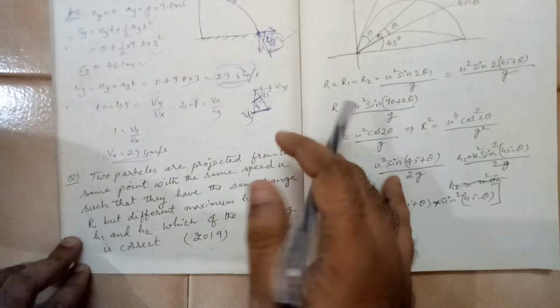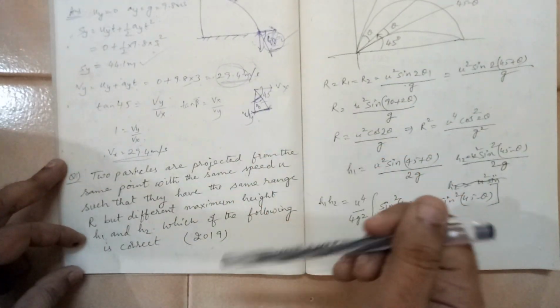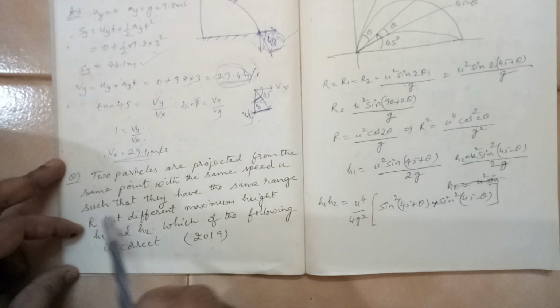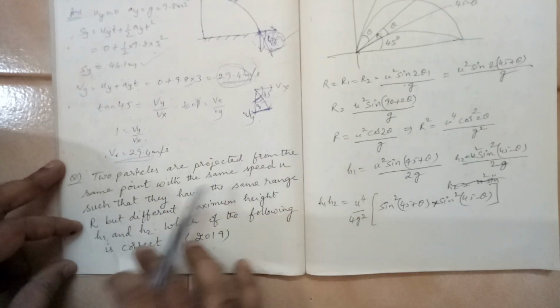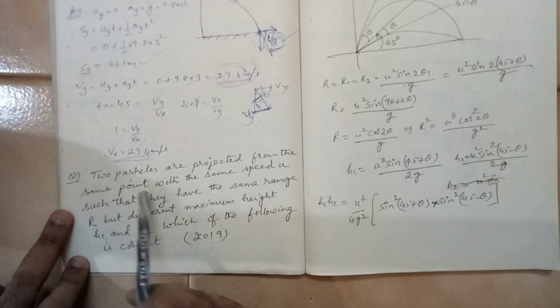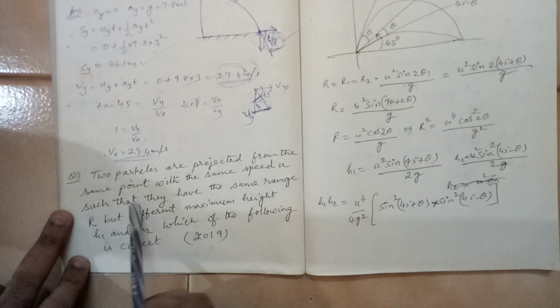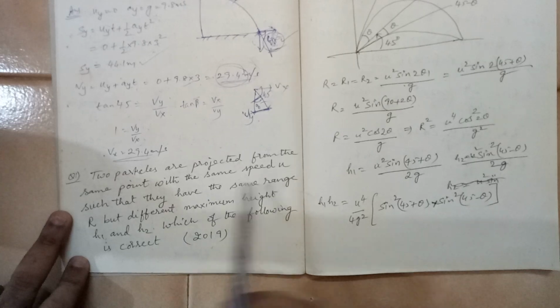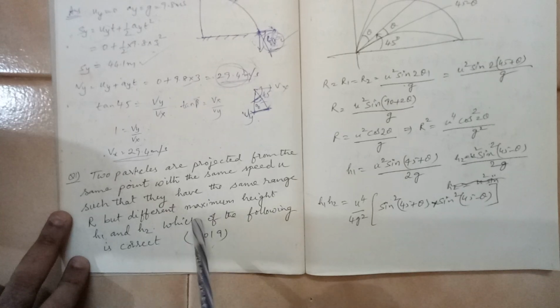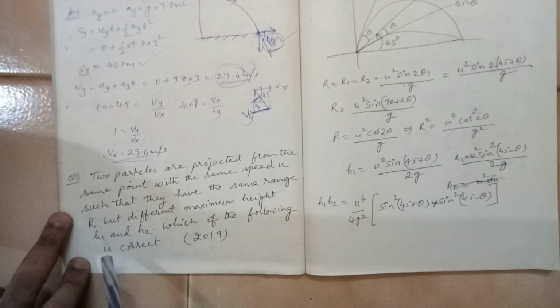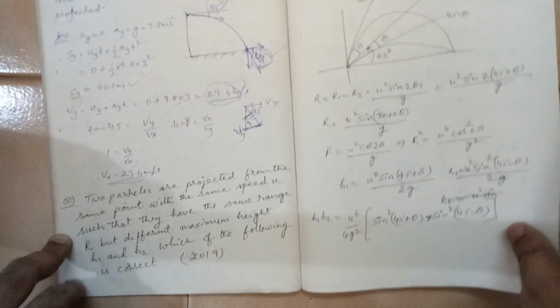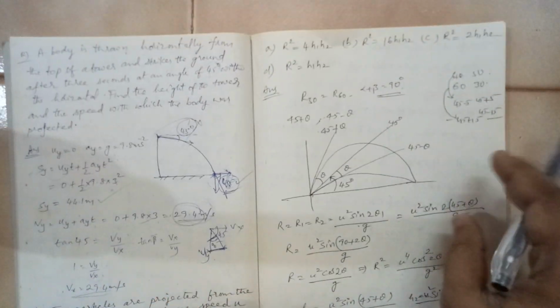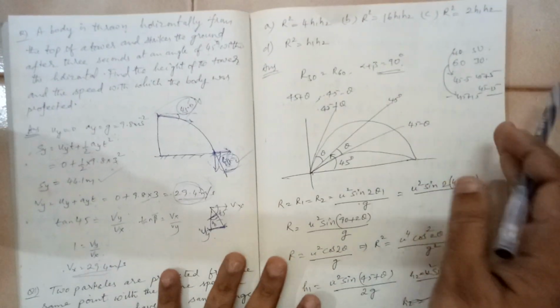Dear students, let us see a numerical which has come in JEE 2019 on projectiles. It's an interesting question. Two particles are projected from the same point with the same speed u, such that they have the same range R, but different maximum heights h1 and h2. Which of the following is correct? Four options are given and only one option is correct. We have to identify that.